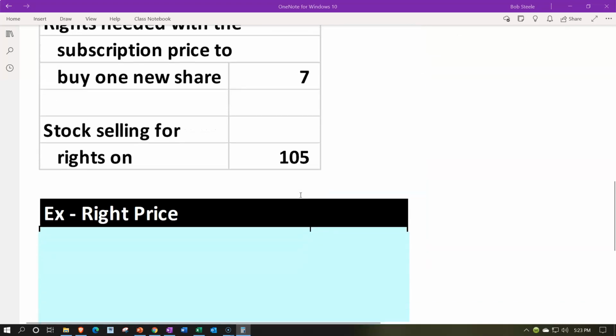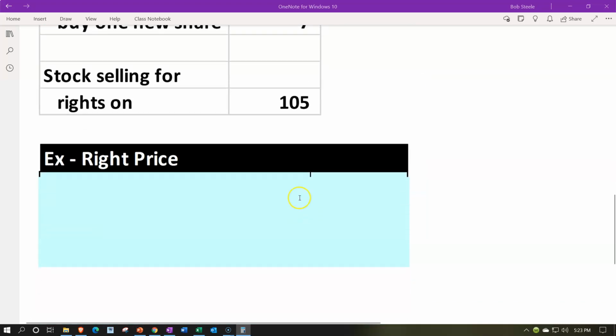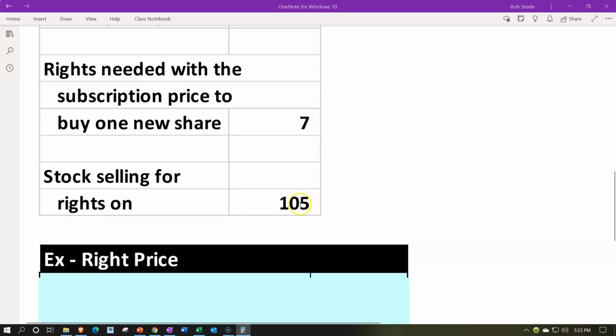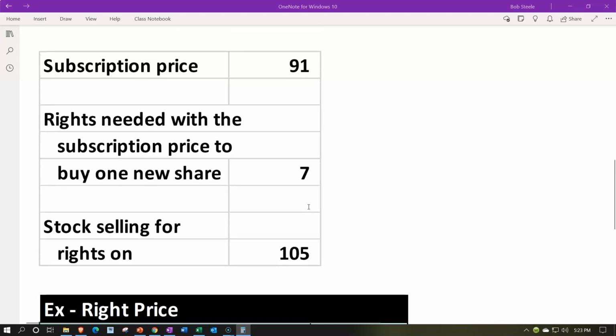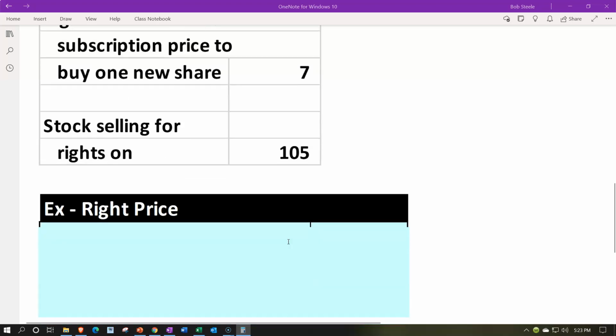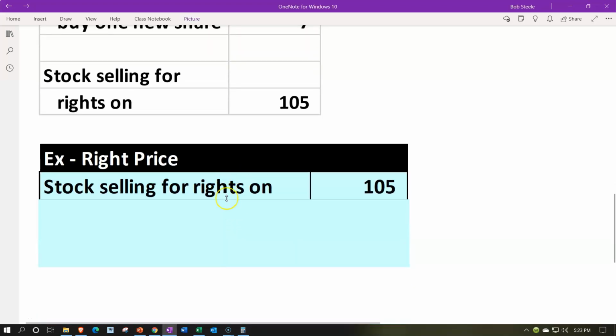Scrolling down then, the next thing we can take a look at is the X right price. So this is us thinking about what's going to be the price of the shares after the rights. In other words, we had before the selling price of the 105, and now we could think about this as having 2 components to it. We have a rights component, which we could think of as having its own value, and then we can think of the value of the stock portion itself.